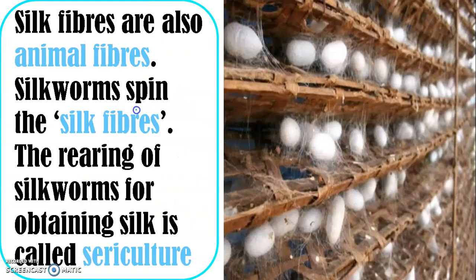Silk fibers are also animal fibers. Silkworms spin the silk fibers. The rearing of silkworms for obtaining silk is called sericulture. So when they obtain the silk from the silkworms, this whole process is known as sericulture.